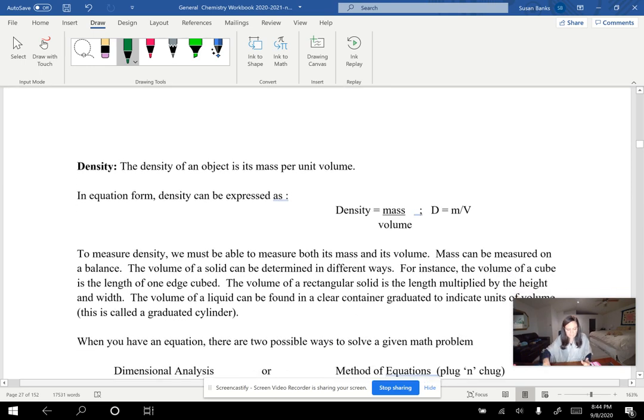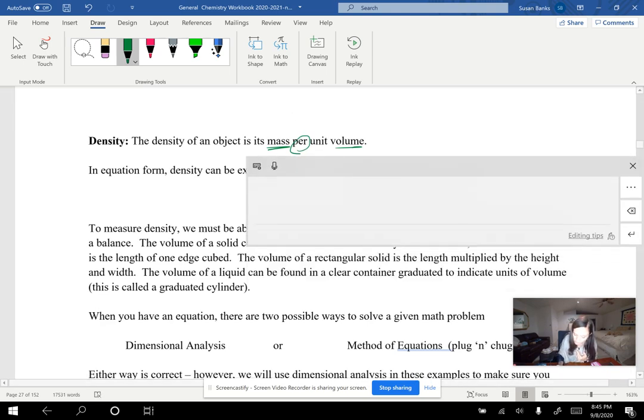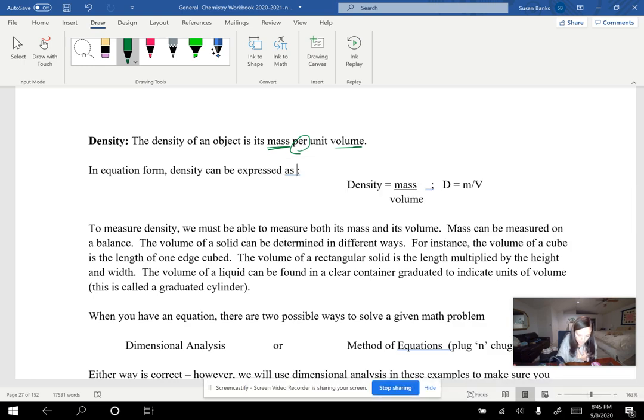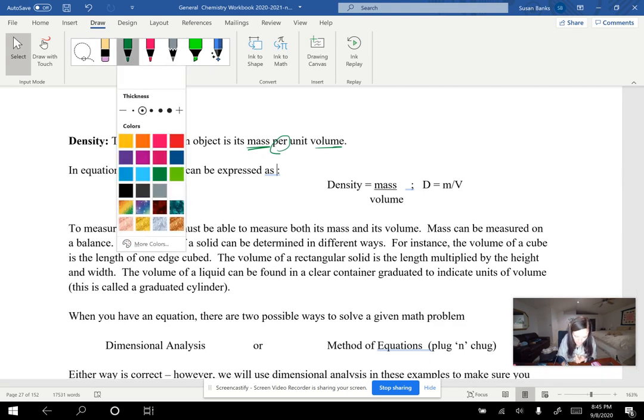Okay, density. The density of an object is actually what we call a derived unit. It's not a unit that is a base unit. We are using two base units to do density. We're using the base unit of mass and volume. So density of an object is mass per. Per means divided by. So our formula then becomes mass divided by volume.